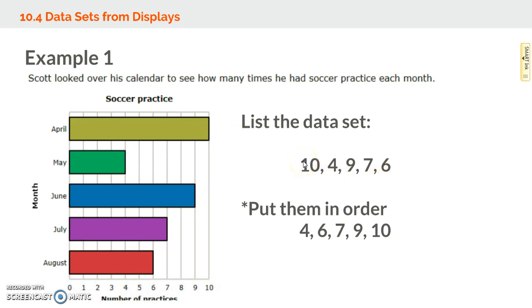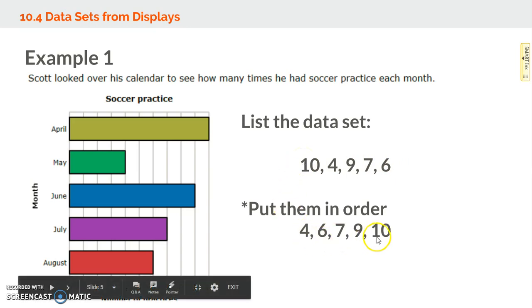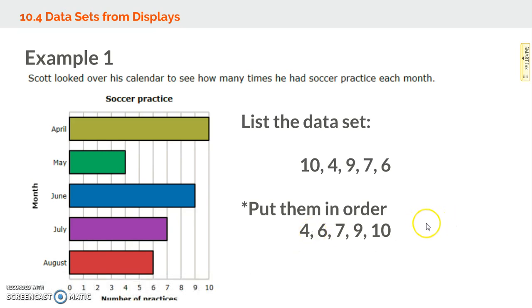However, how I want you to write them down here is I want you to put them in order from least to greatest. So our information, our data set from example 1 would be 4, 6, 7, 9, and 10. Now eventually you will find the mean, median, mode, and range of this, but for these first couple examples, just looking at the bar graph, looking at the different types of graph, and creating the data set.